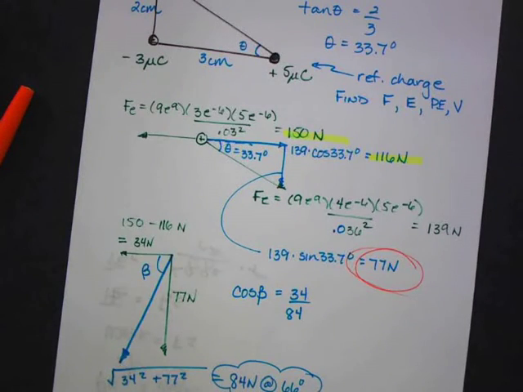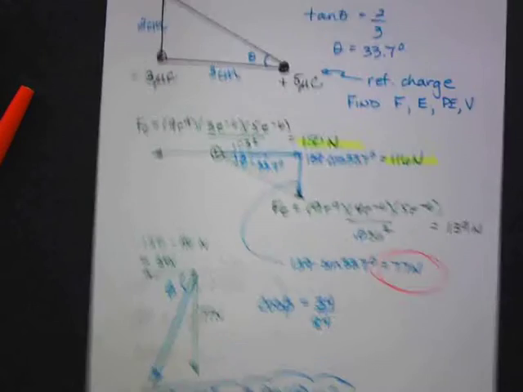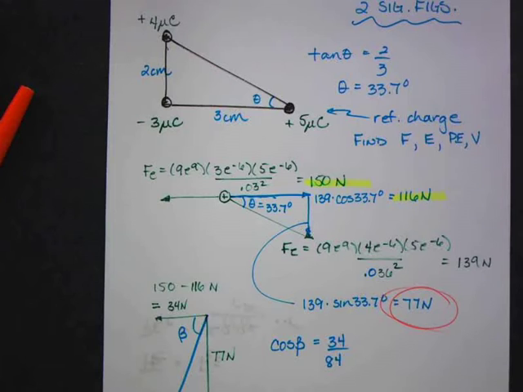And that was just the first step in this list. Find force, electric field, potential energy, and voltage. And this is an easy one because I gave you a nice right triangle.